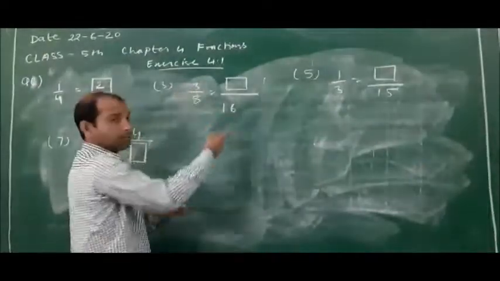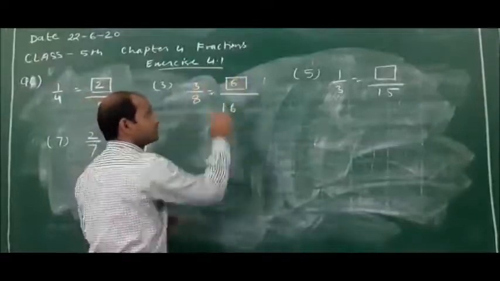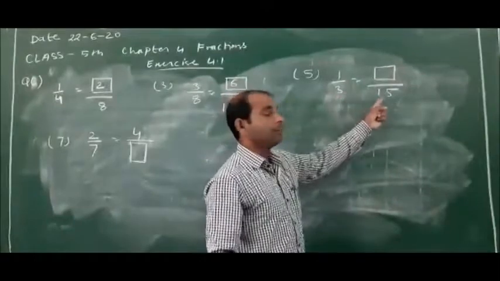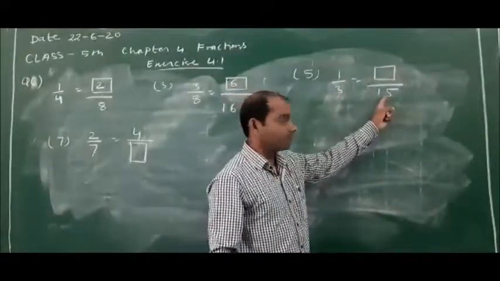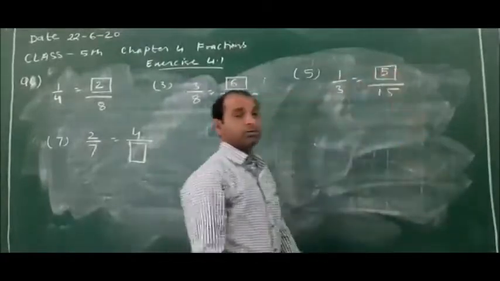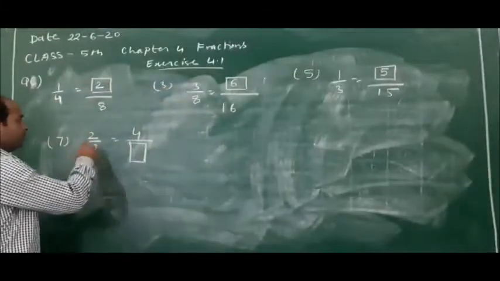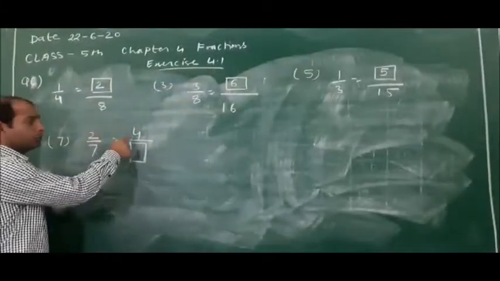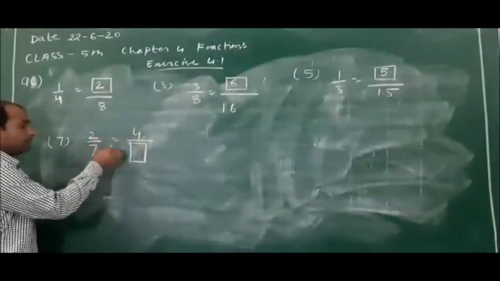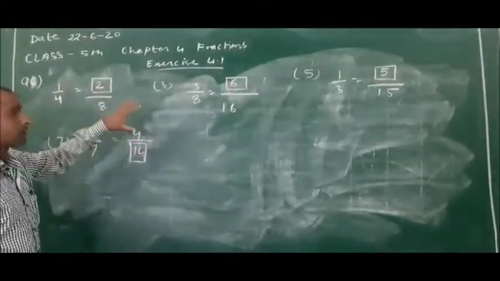8 2s are 16. Here 8 multiplied by 2, then comes here 16. So we multiply 2 by 3, 2 3s are 6. Here 3 5s are 15. 3 multiplied by 5, then comes here 15. Now here 2 multiplied by 2, then comes here 4, means 2 2s are 4, then 7 2s are 14. This question is completed now.